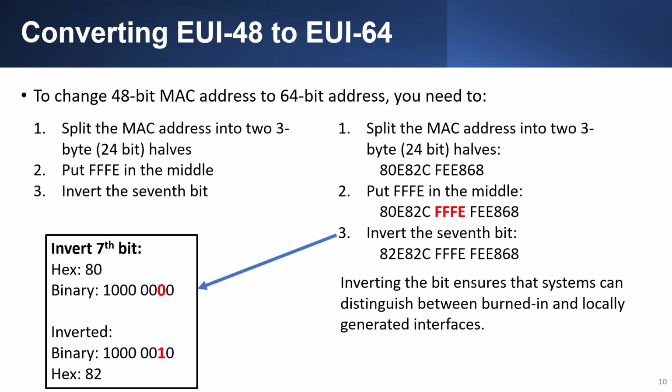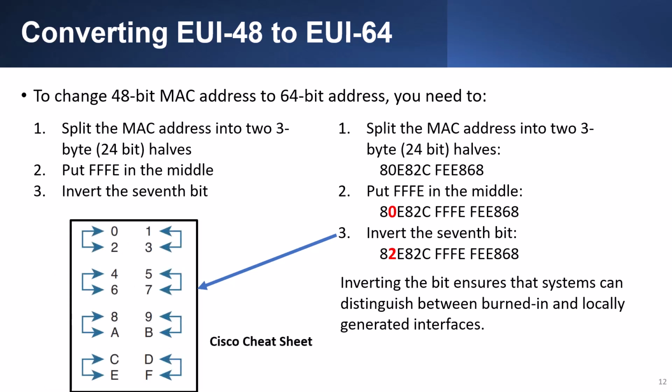To change the 48-bit MAC address to a 64-bit address, you need to split the MAC address into two 3-byte, or 24-bit, halves, put FFFE in the middle, and invert the 7th bit. An example is shown on the screen. You have the MAC address, which is divided into two halves. You then put the FFFE in the middle of the two halves. You then invert the 7th bit. Inverting the bit ensures that the system can distinguish between burned-in and locally generated interfaces.